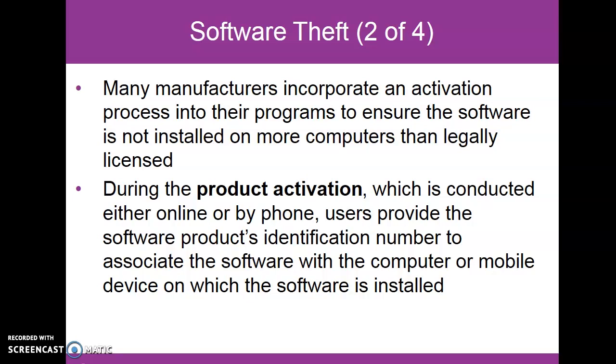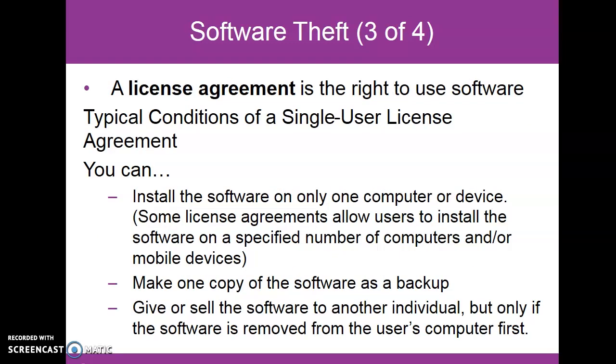To further protect themselves from software piracy, software manufacturers issue users a license agreement. A license agreement is the right to use software, that is, you do not own the software. The most common type of license included with software purchased by individual users is a single user license agreement, also called an end user license agreement or EULA. This is an example of the license agreement, as you can see in figure 5.13 in the textbook.